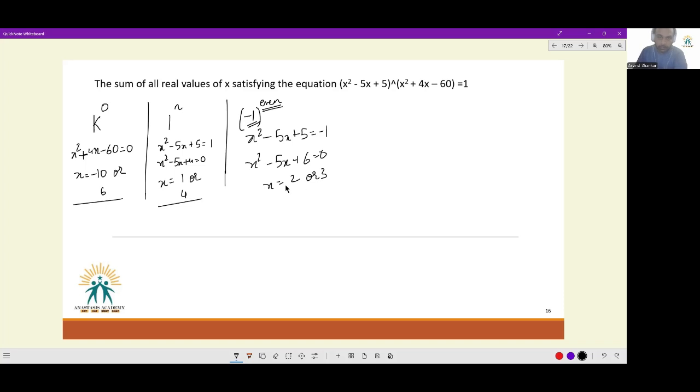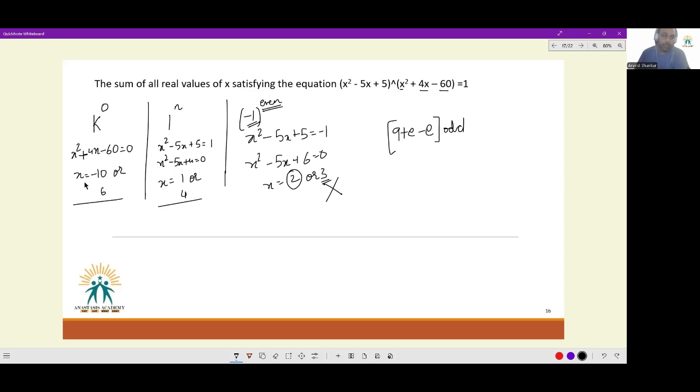Now for the power, when x is equal to 2, x square is even, 4x is even, minus 60 is even. So yes, this is an acceptable root. This is an acceptable value of x. But if I take 3, see what would happen. The power would turn to 9 plus even minus even. The net result will be odd. So this is not an acceptable value of x.